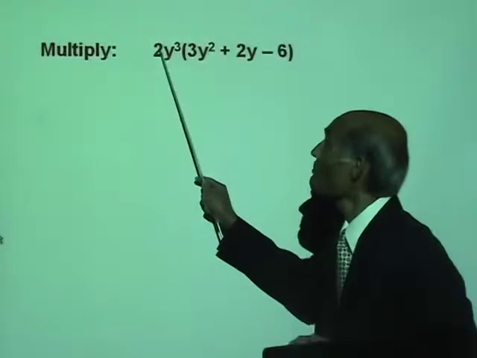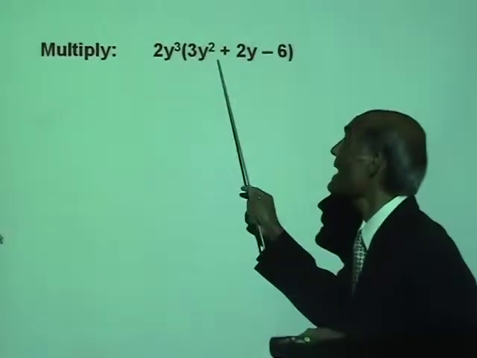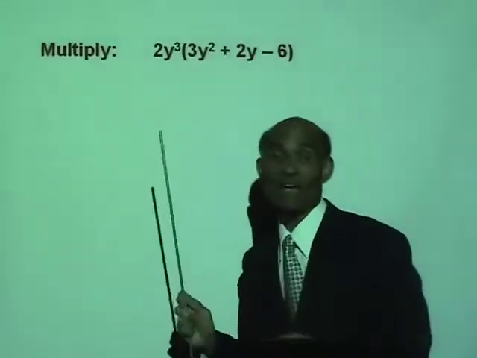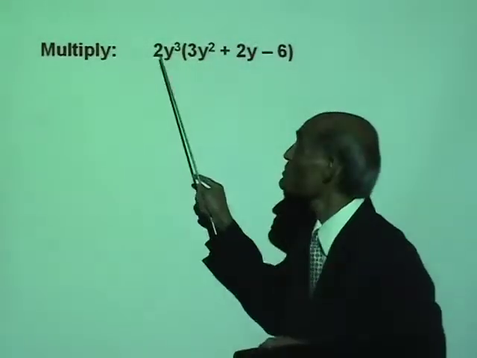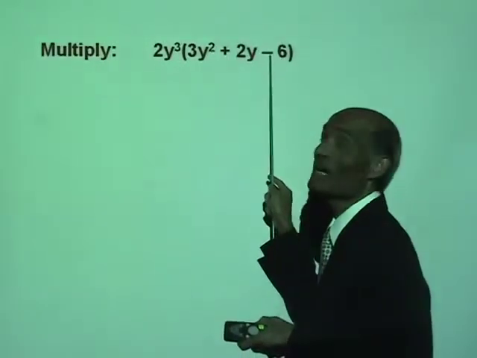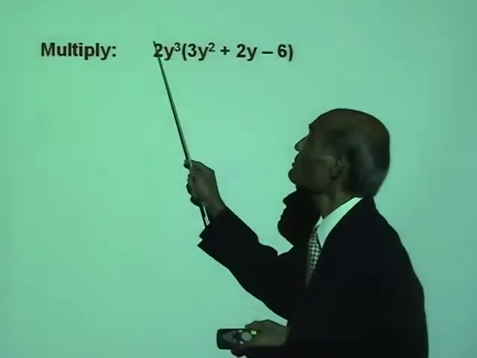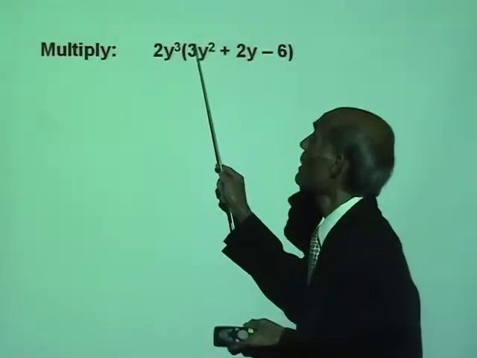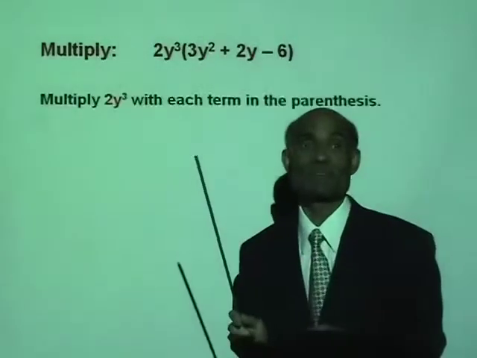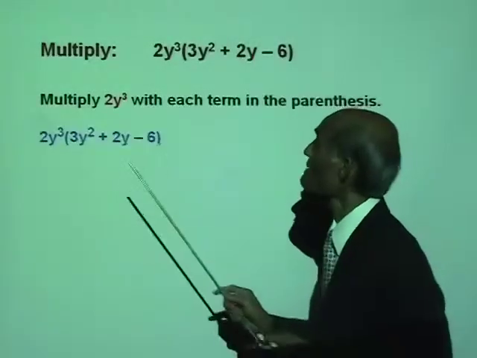Multiplying a monomial by a trinomial. You see? So, again, what we need to do is distribute this 2y cubed into these terms. In other words, multiply 2y cubed by every term inside the parenthesis. Alright, so how does that become?